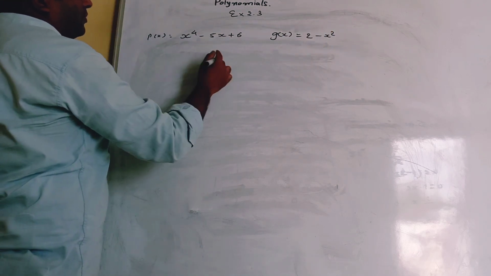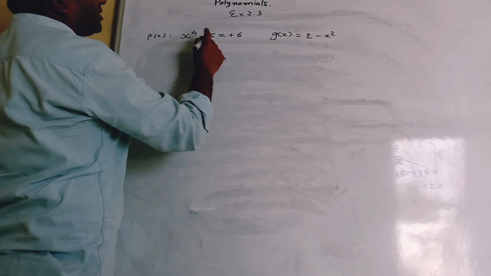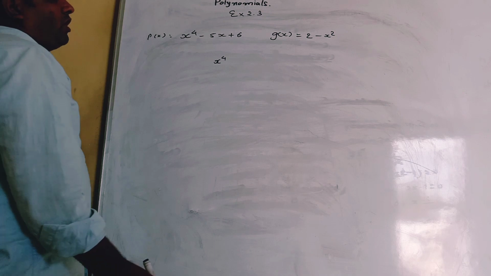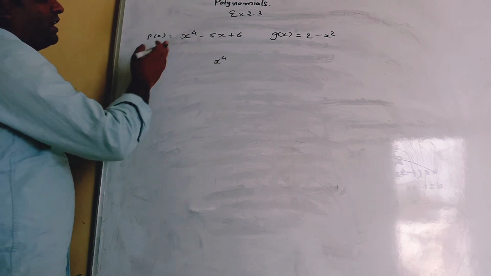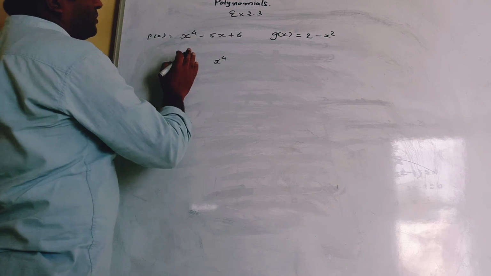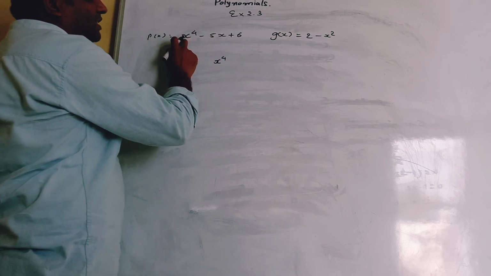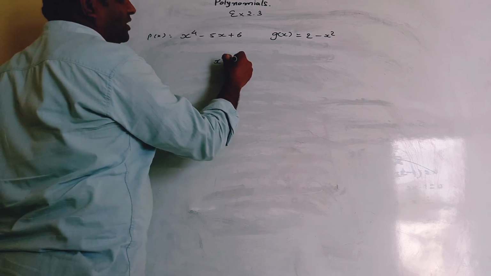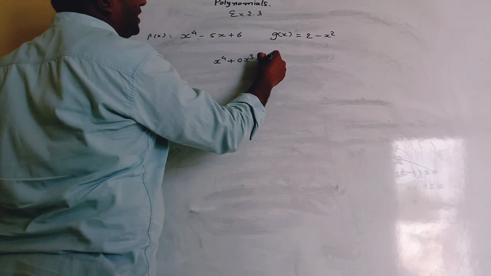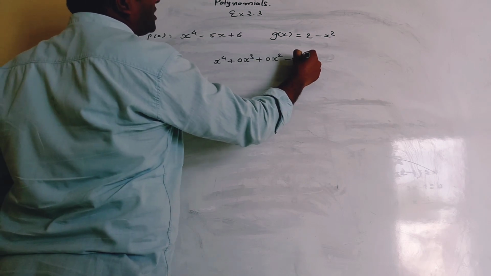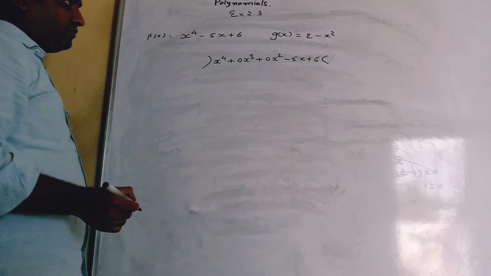So here the dividend polynomial is x raised to 4 minus 5x plus 6, but all the powers are not there; x cube and x square are missing. As I have said, whenever missing powers are there, we will write them with 0. So x raised to 4, then x cube is not there, so we write 0x cube, then x square is not there, so we write 0x square minus 5x plus 6. So our division will be easy.